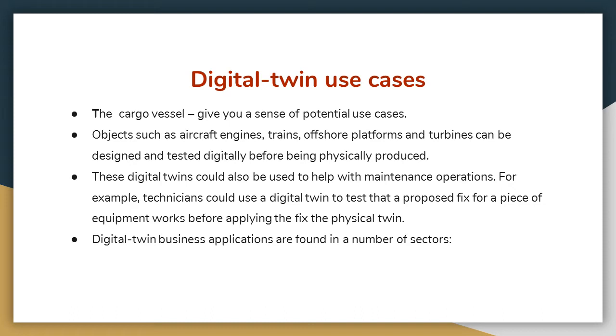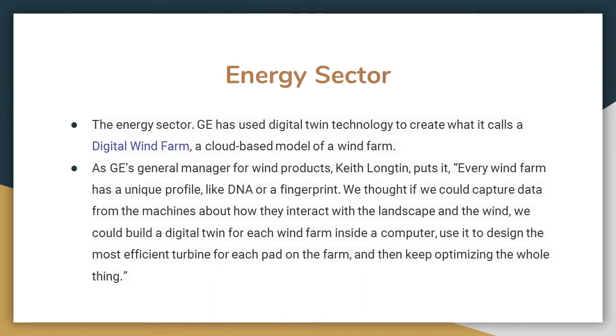Digital twin business applications are found in a number of sectors. Digital twins in the energy sector: GE has used twin technology to create what it calls a digital wind farm, a cloud-based model of a wind farm. According to the General Manager for Wind Products, every wind farm has a unique profile like DNA or a fingerprint. We thought if we could capture data from the machines about how they interact with the landscape and the wind, we can build a digital twin for each wind farm inside a computer, use it to design the most efficient turbine for each pad on the farm, and then keep optimizing the whole thing.